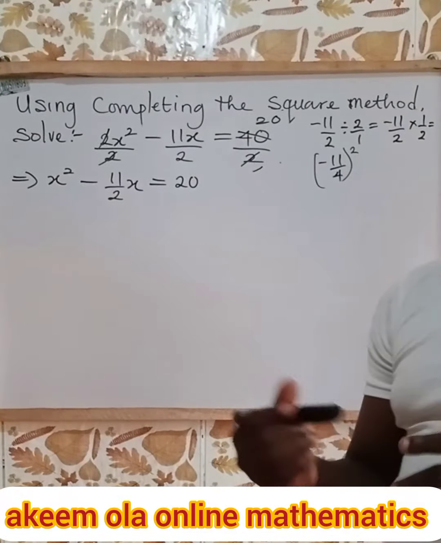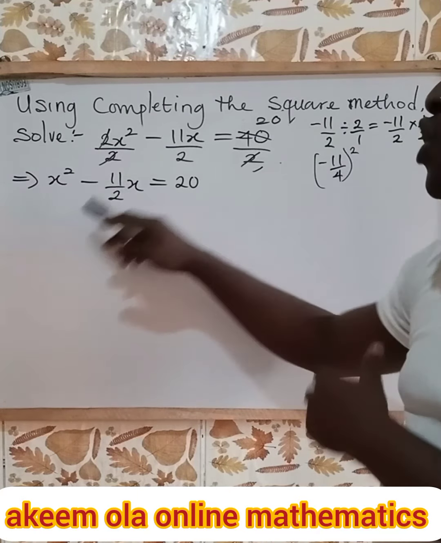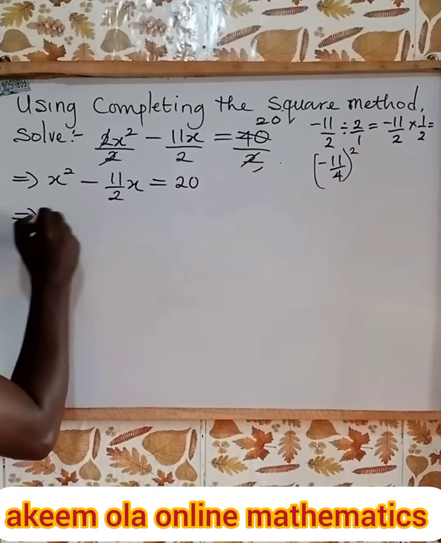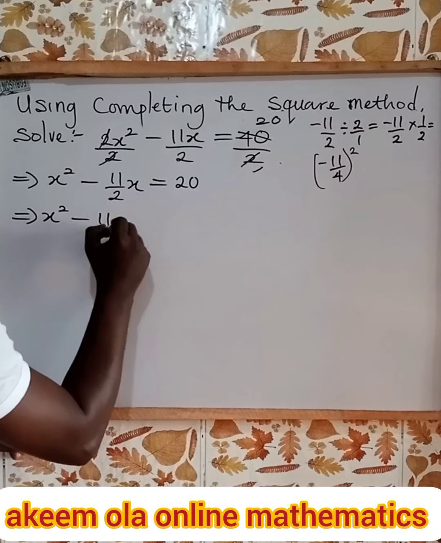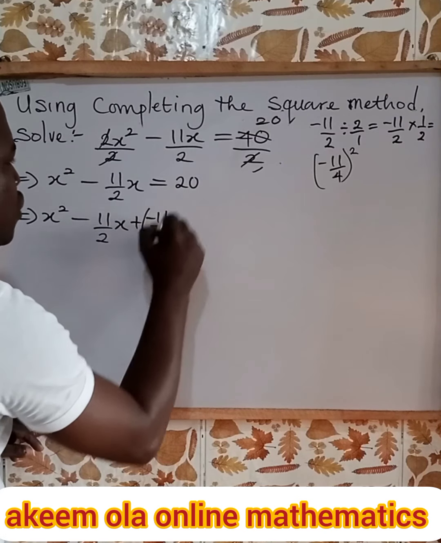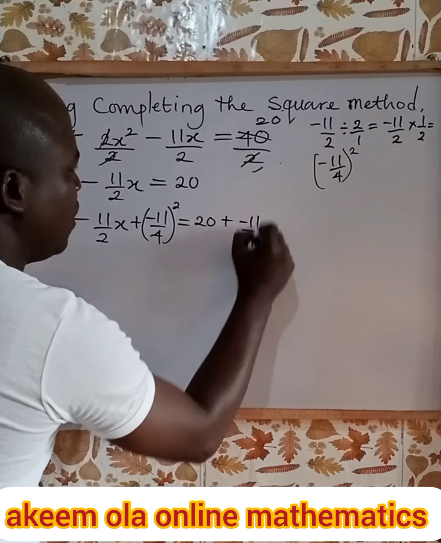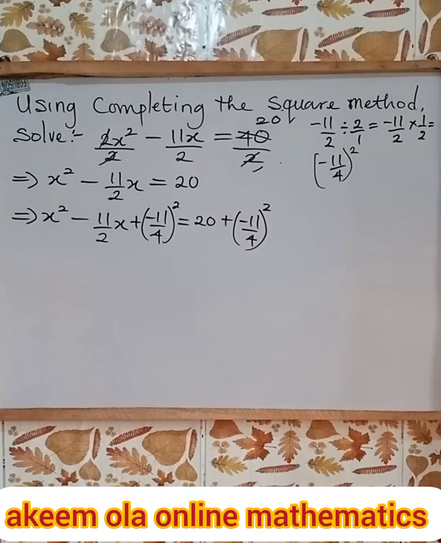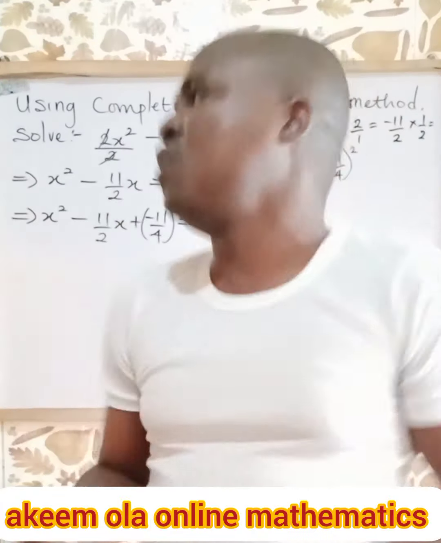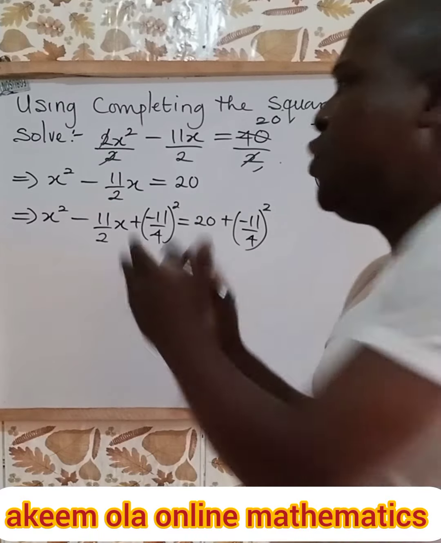The next step is to add this squared value to both sides of the equation, the left hand side and the right hand side. If you do so, we are going to have x squared minus 11 all over 2x, plus minus 11 all over 4 squared, is equal to 20 plus minus 11 all over 4 squared. For the left hand side of the equation, we consider the square root of x squared and of minus 11 all over 4 squared. So you pick one of them.